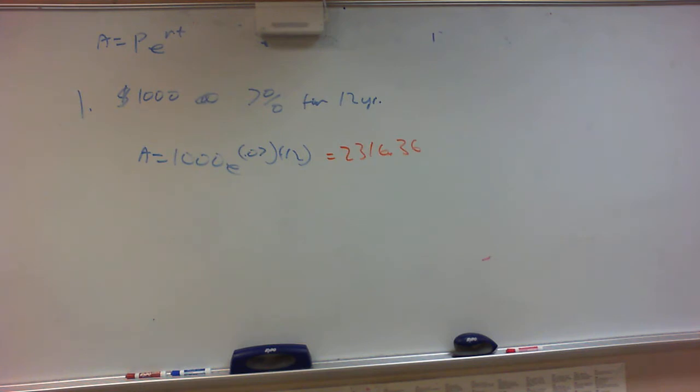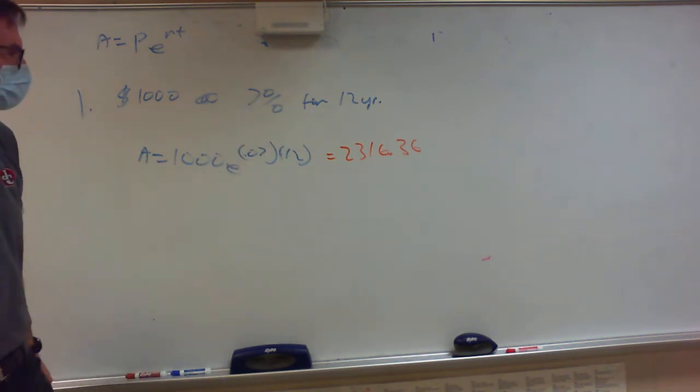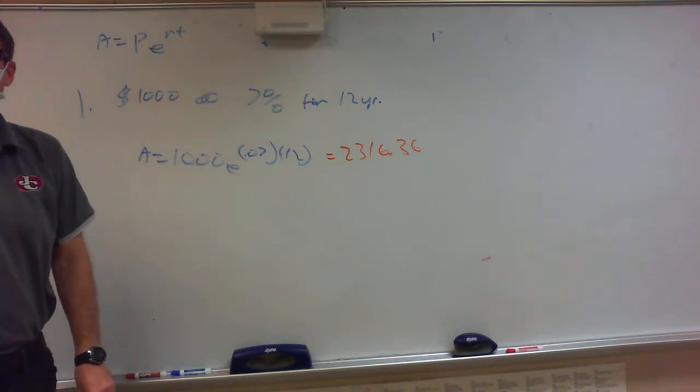$12, not 1.2. It looked like there was a point there. 12 years. The only time you put a decimal is for your interest rate. All right. Are we okay with this?